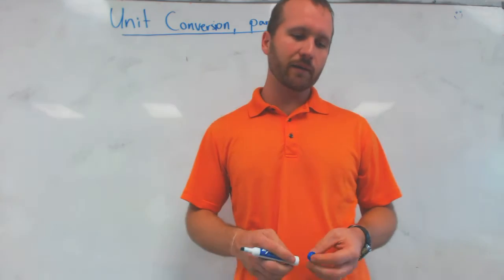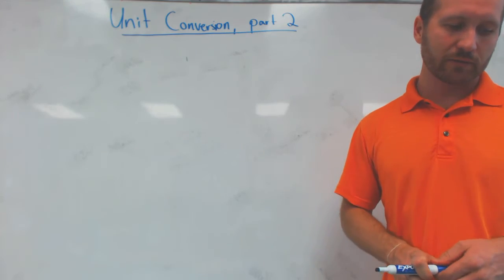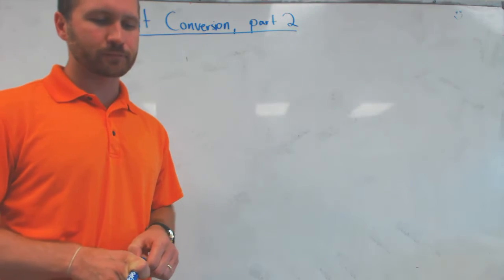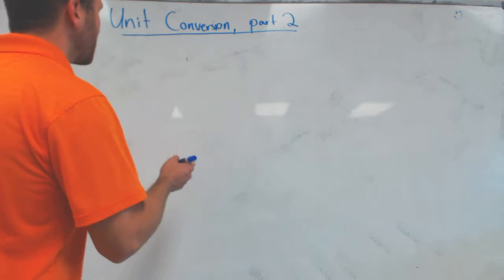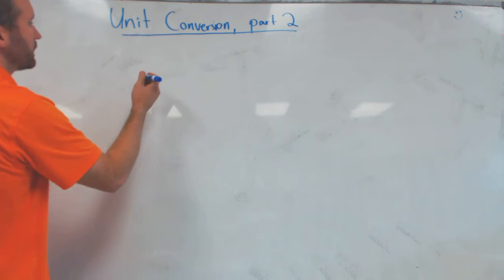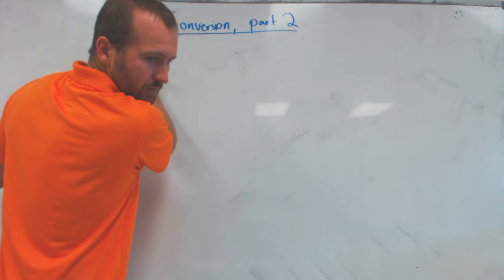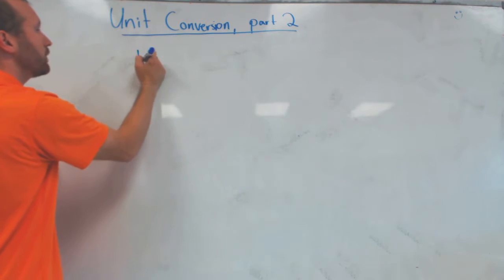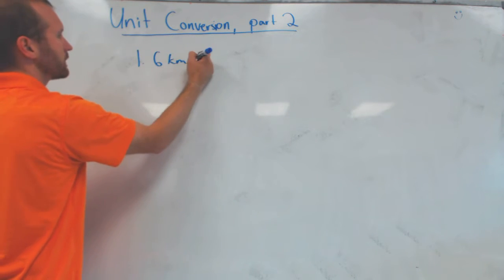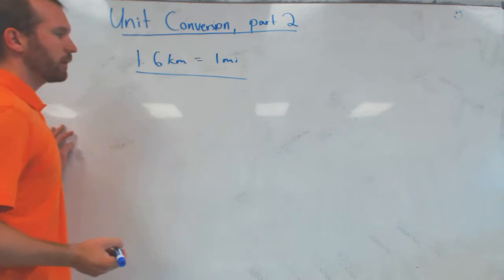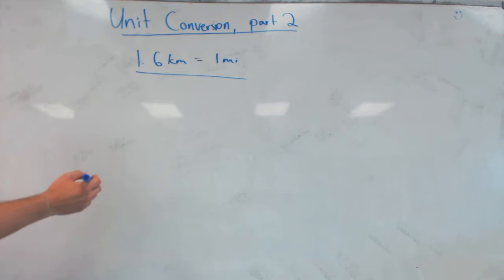Beautiful. Today we're going to talk more about unit conversions. Let's do some examples of things that we did yesterday. So let's say I gave you this conversion factor: 1.6 kilometers equals 1 mile. So you have a conversion factor. Now let's do 3 different examples of that.